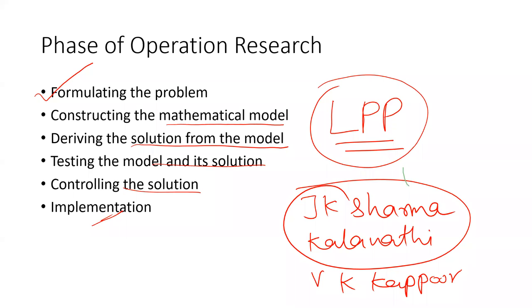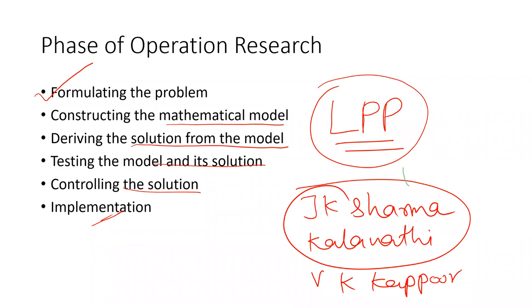In the first chapter of these books they will talk about the theory part. In the exam you may get a theory question about operation research. What is the limitation of operation research? How did operation research come into the picture? What are the characteristics of operation research? What are the phases of operation research? All that will come in the first chapter. So the first chapter is a theory chapter.